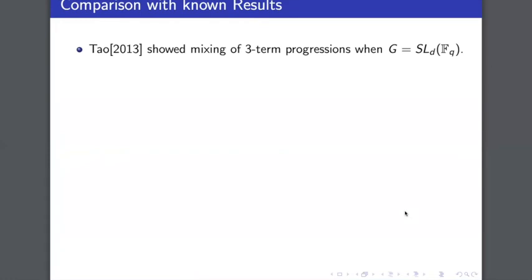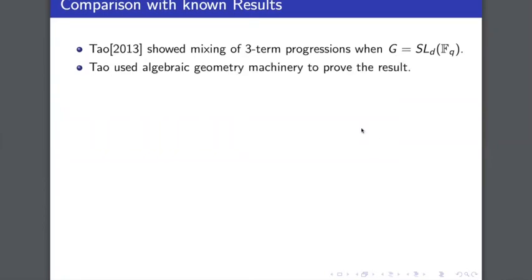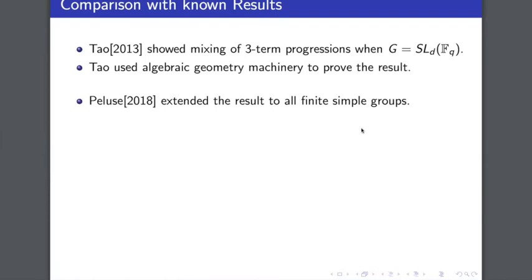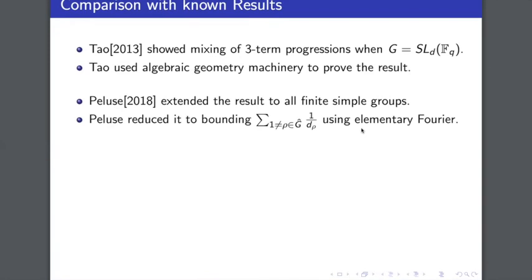Now let's compare our result with known results in the context of this conjecture. Tao in 2013 proved this conjecture, showing mixing for three-term progressions when the group G is SL_d(F_q). For this, Tao used algebraic geometry machinery. Then in 2018, Peluse extended the result to all finite simple groups. To do that, Peluse used elementary Fourier techniques to reduce the problem to bounding a sum of 1 over d_rho, where rho belongs to G hat, the set of all irreducible representations, except that rho cannot be the trivial one. So she reduced it to a sum like this.